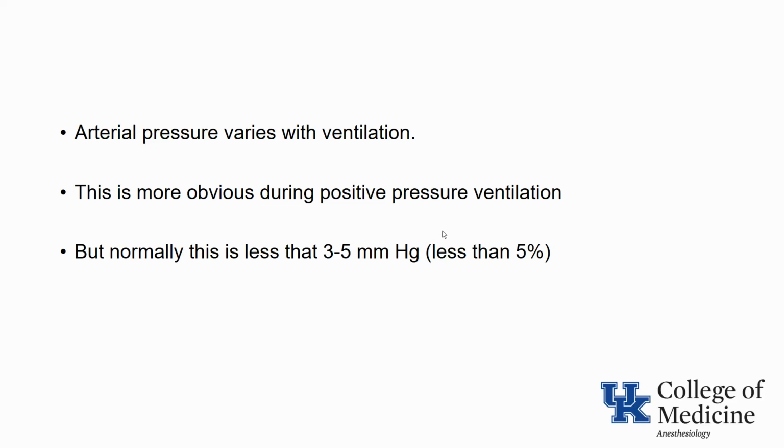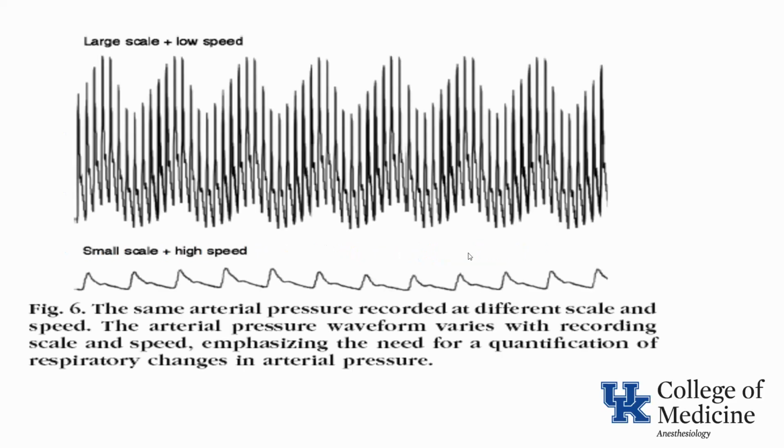As you know, arterial pressure varies with ventilation. This is more obvious during positive pressure ventilation, but normally it is less than 3 to 5 millimeters of mercury, or less than 5%. This is a slow time expanded version of arterial pressure with respiration. You see, normally it goes up and down, but only a few millimeters.